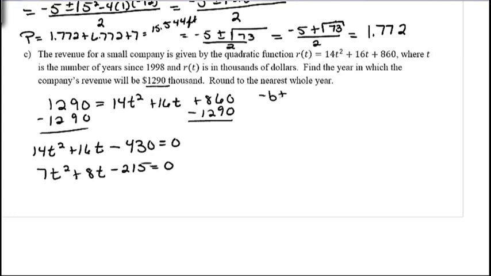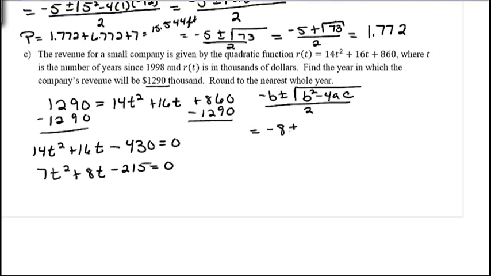we have negative b plus or minus the square root of b squared minus 4ac all over 2a. And I'm not even going to try to factor this one with a 7 in front of the t squared and a 215 out here. There's so many combinations that I'm not even going to try to guess and check to see if this will possibly factor. So b is 8.